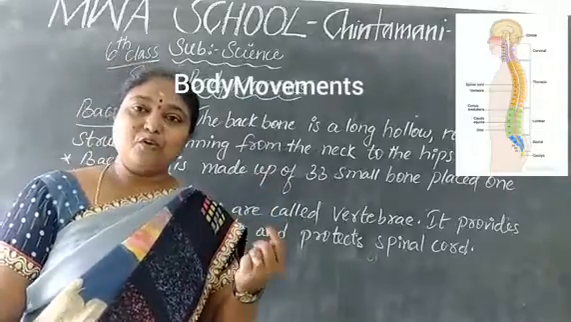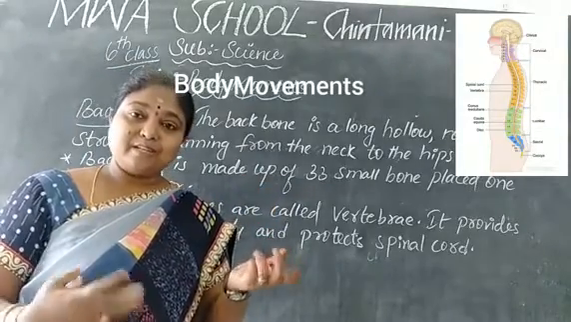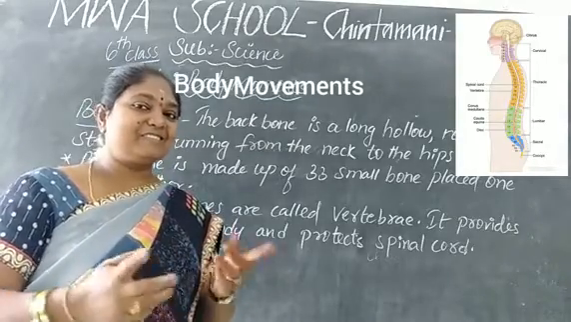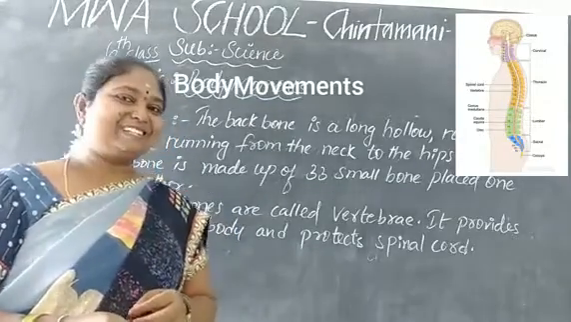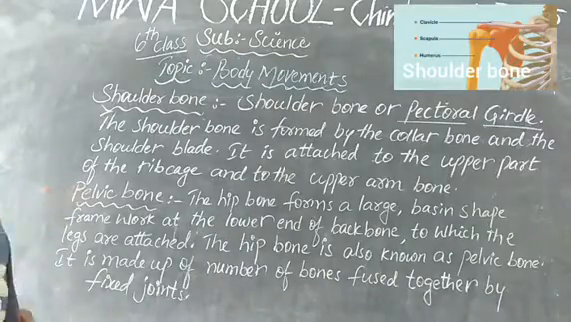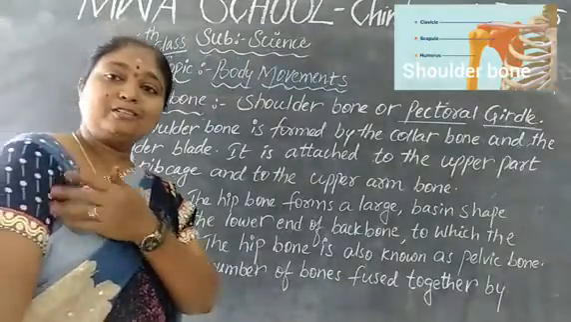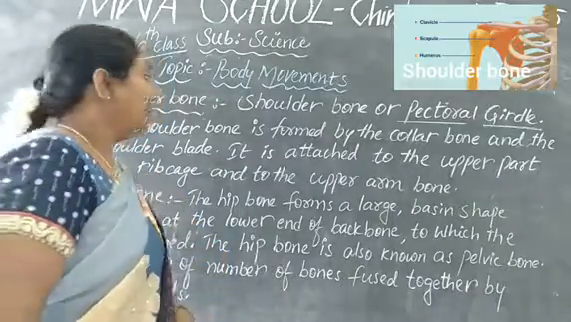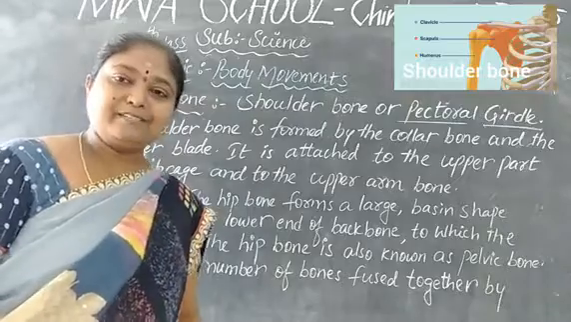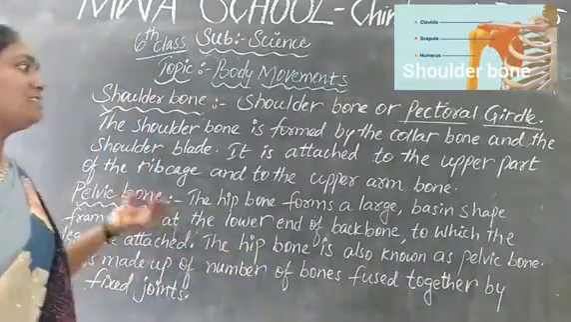Next, let me go to our next topic. What is the topic we have? Let me see. Okay. Next, it is our shoulder bone. This is our shoulder bone, or pectoral girdle. We call it the pectoral girdle.